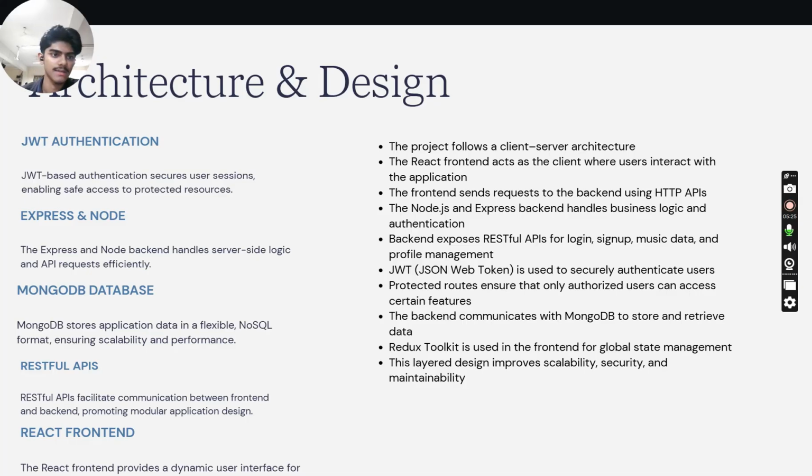So what did we do in the architecture and design? The project follows client-server architecture. The React front end acts as a client where the users interact with the application. The front end sends requests to the backend using HTTP APIs. The Node.js and Express backend handles the business logic and authentication. The backend exposes the RESTful API for login, sign up, and music data, and JWT is used to secure authentic users. The protected routes ensure that only authorized users can access certain features. The backend communicates with MongoDB and stores and retrieves the data.